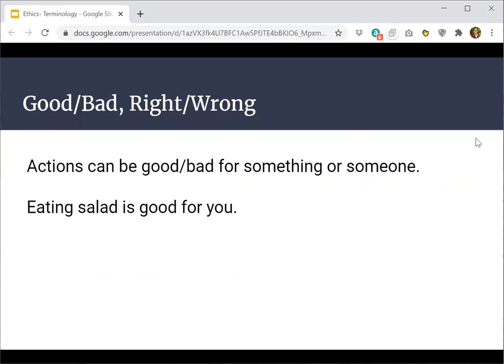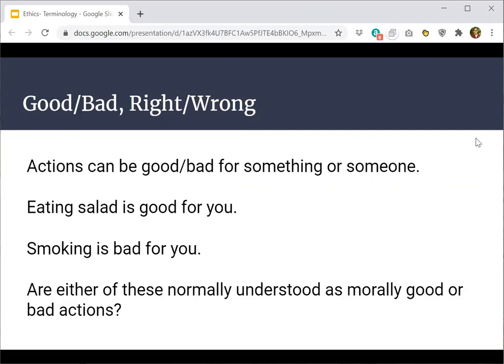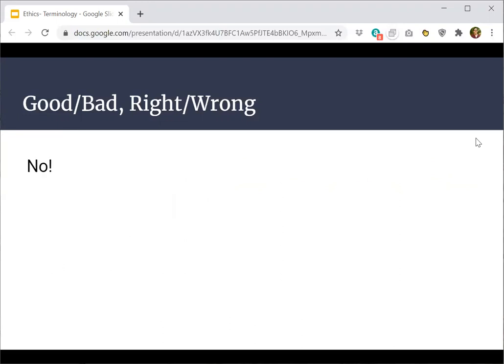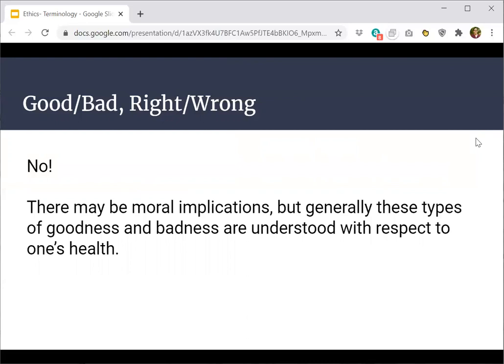So, for example, eating a salad is good for you. Smoking cigarettes is bad for you. But are either of these examples normally understood as morally good or bad actions? I mean, is eating a salad morally good for you, or is smoking morally bad for you? No. There might be some moral implications related to the goodness of eating a salad or the badness of smoking, but generally, these types of goodness and badness are understood with respect to one's health. And that's not a morally loaded issue, right?